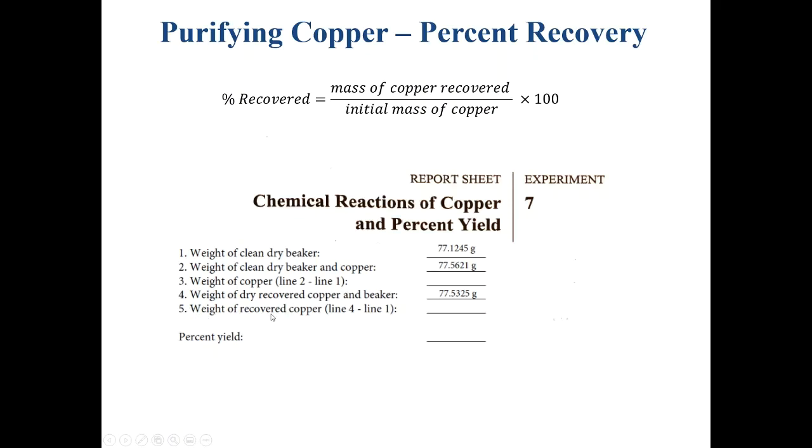To get the weight of the recovered copper, we're going to take the final mass minus the mass of the beaker, and then we get how much copper was left over. So our percent yield is going to be calculated from line 5, which is our mass recovered, divided by line 3, which is the mass of the copper initially, times 100, and then you can get your percent yield. Okay, guys, so now is a good time to go and watch that video.